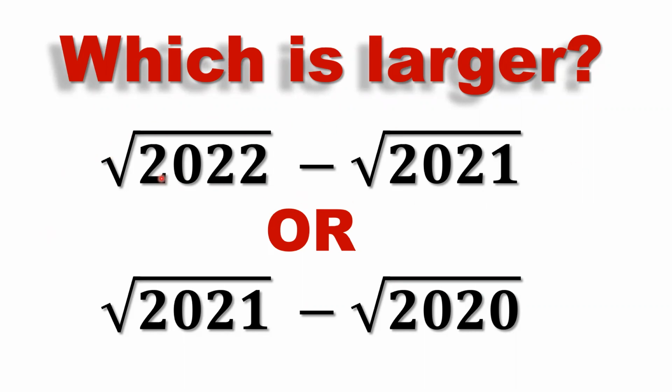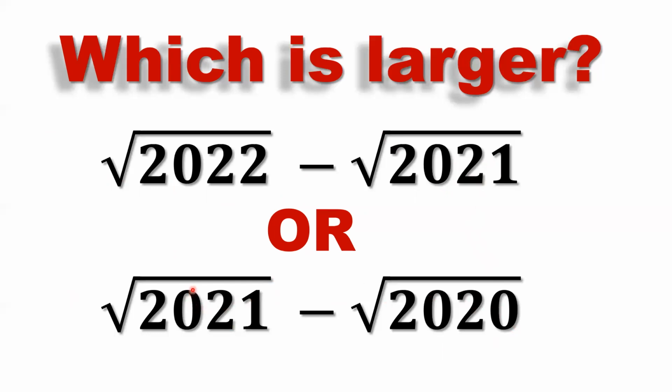Which is larger? We have two numbers here. The first number and the second number are each a difference of two square roots, and the numbers inside are consecutive. If it were plus, the problem would be very easy. But here it's minus, so we cannot easily see which one is bigger, because of the square roots.